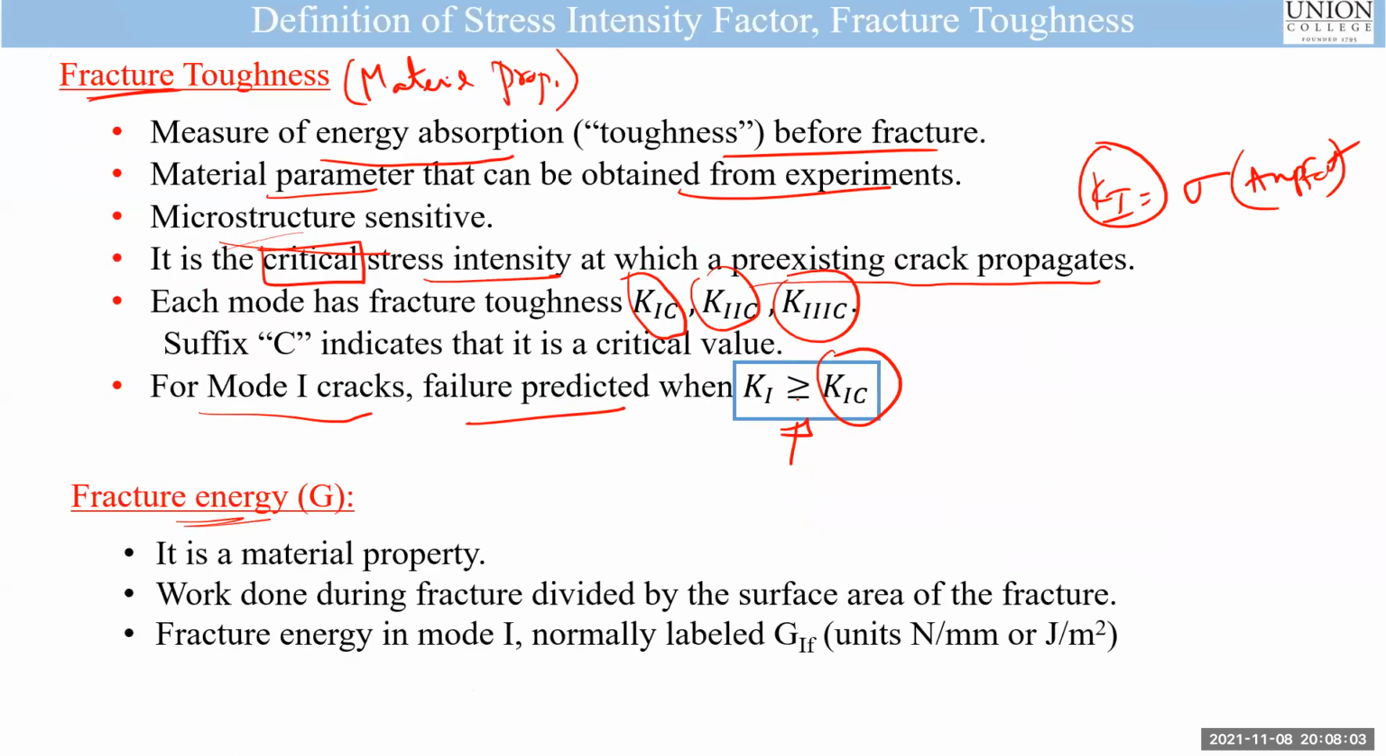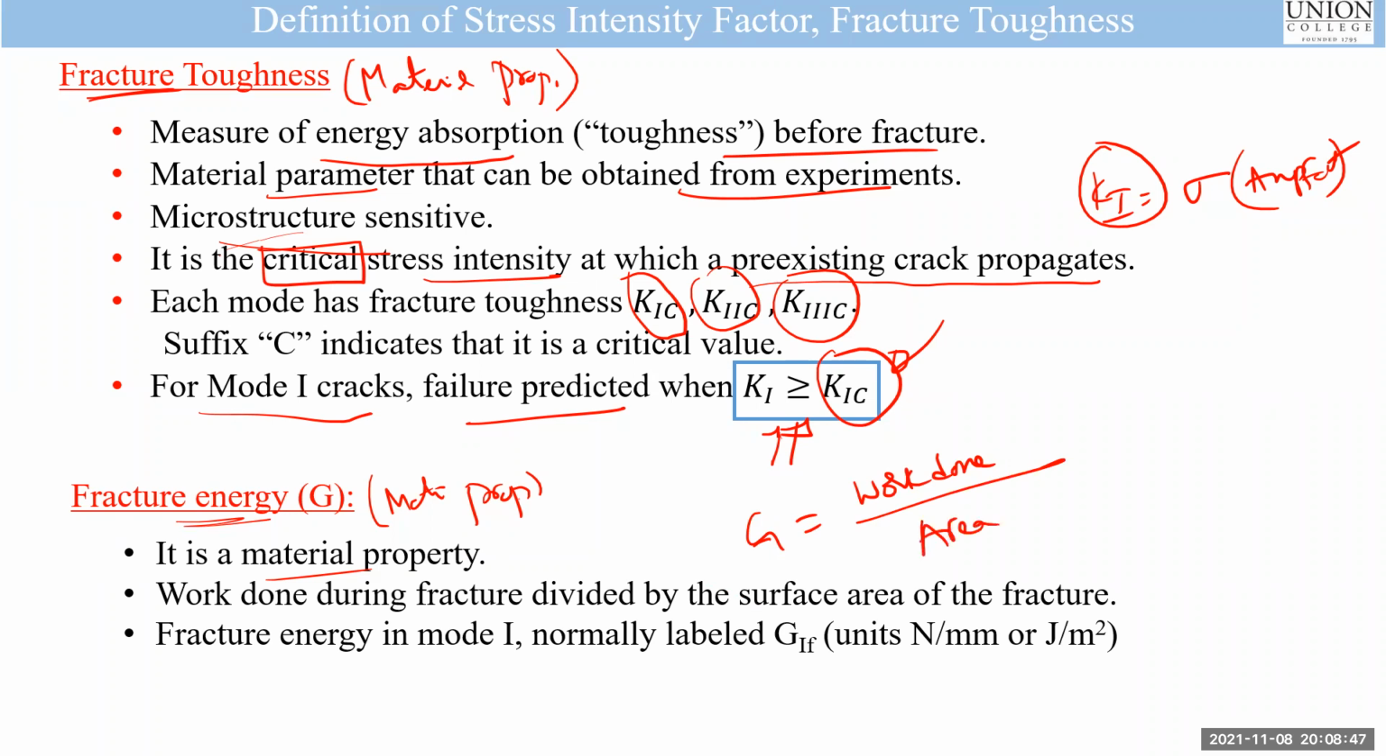So we're going to enter this K1C value in Abaqus. Whenever it computes this K1 based on sigma times the amplification factor beta root pi a, and it reaches this K1C, the crack is going to propagate. Does it make sense? What's fracture toughness? It's a material property. We have one more material property called fracture energy. Again, this is a material property. It is the work done during fracture divided by the surface area of fracture.